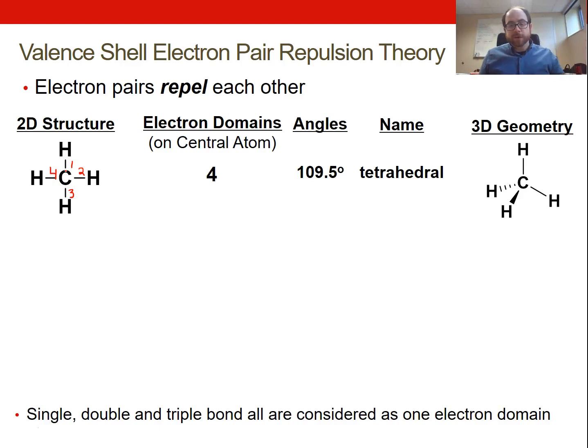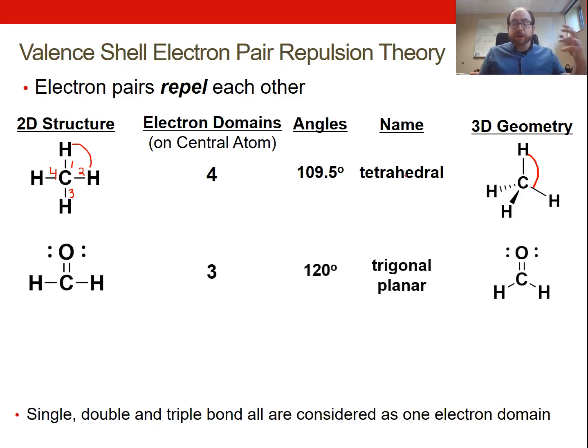If I have a situation where I have 4 electron domains, my angles between the hydrogen, carbon, and hydrogen are going to be 109.5. So this angle here is 109.5 in the 2-dimensional drawing, and what it really looks like in 3 dimensions is this angle here. That's the angle between any of the 3 atoms in methane. The name we give to this 3-dimensional shape is tetrahedral.